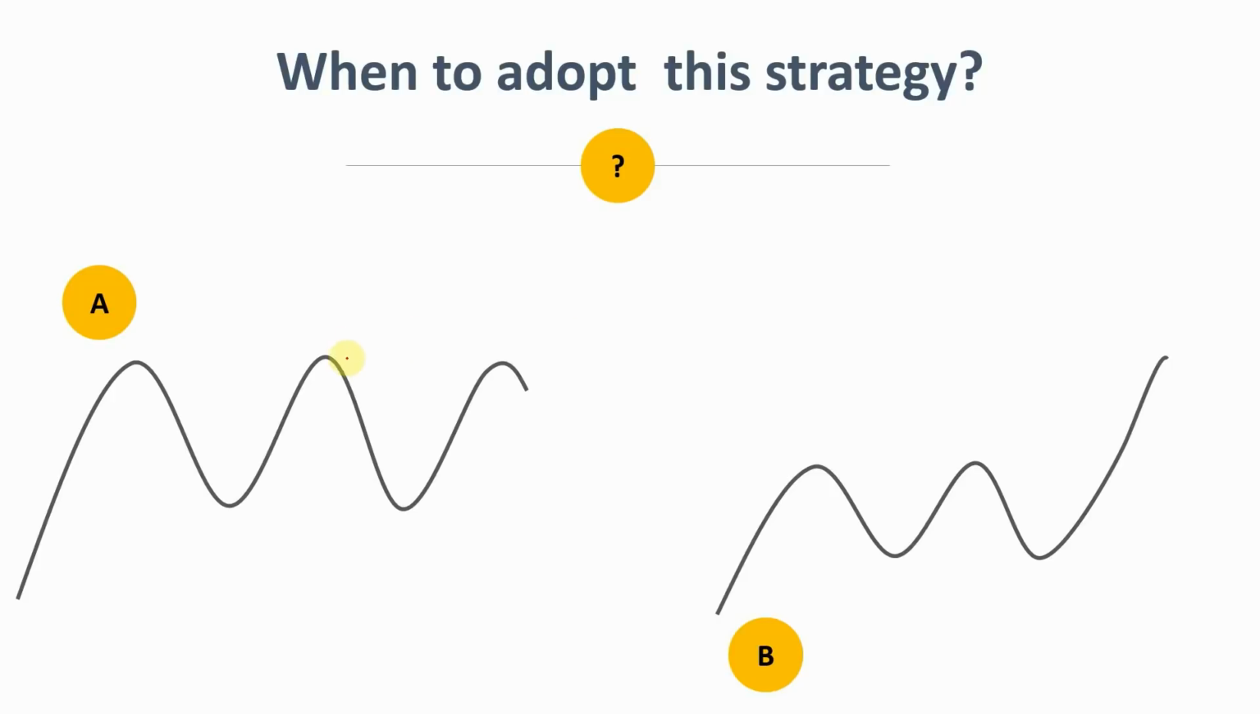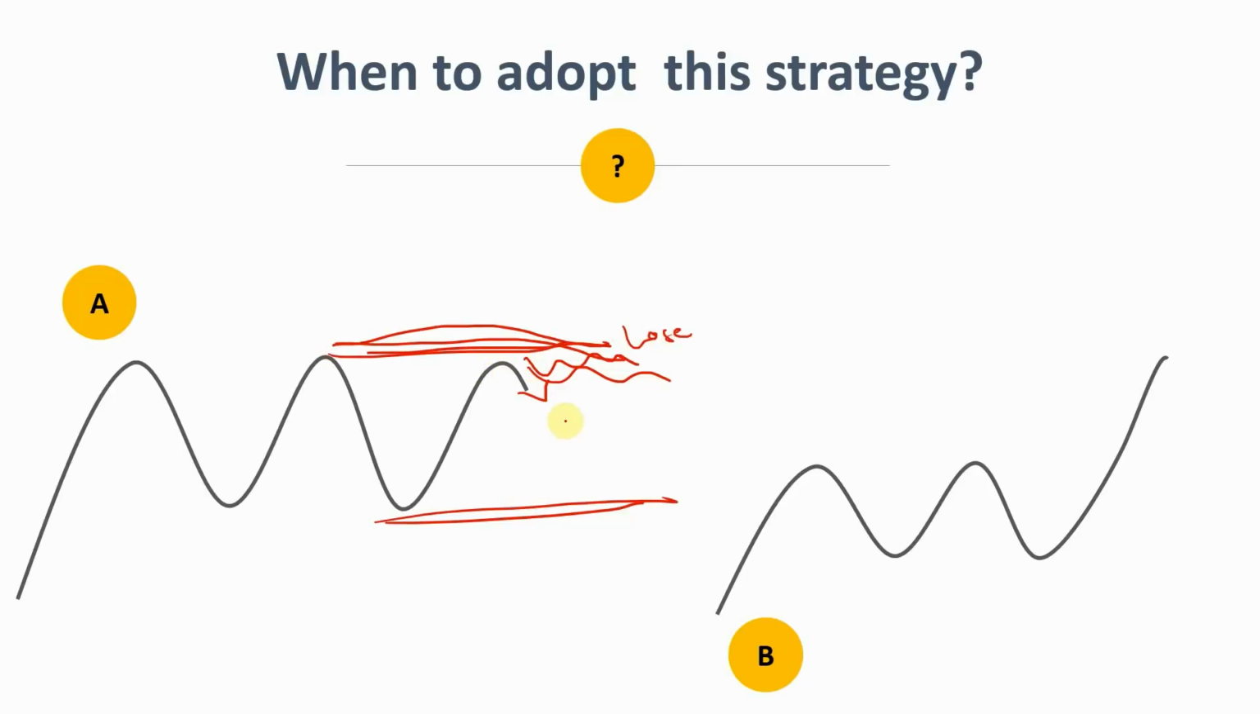See, we know this is a resistance. Okay, this is a resistance and this is a support. And of course, we are expecting the price to go down, or the market to consolidate. So there's quite a good chance the market will lose momentum. And because there is a resistance, the market can go down.